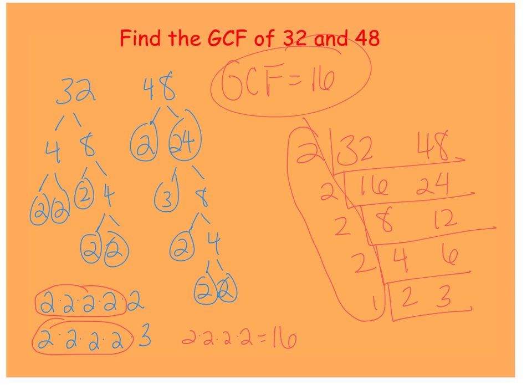Okay, so check your work. The greatest common factor should be 16. You can see my factor trees and see my upside down division. If you got a completely different answer, please feel free to come to class and let's talk about it. Let's look at your work together.